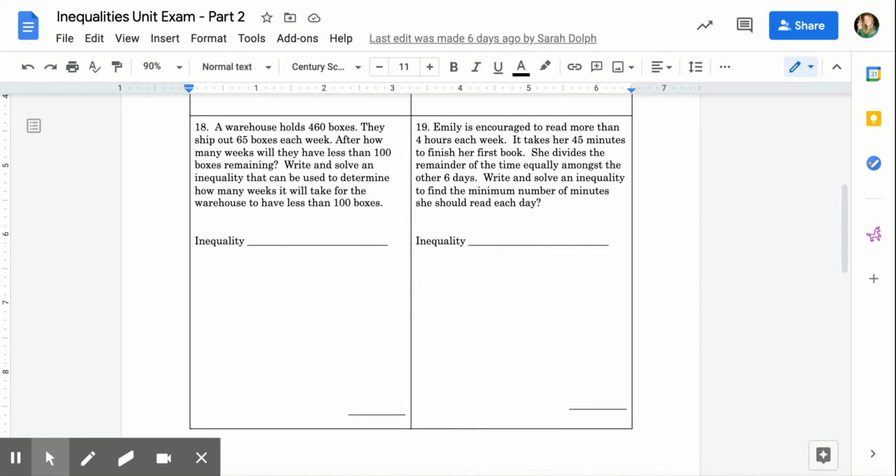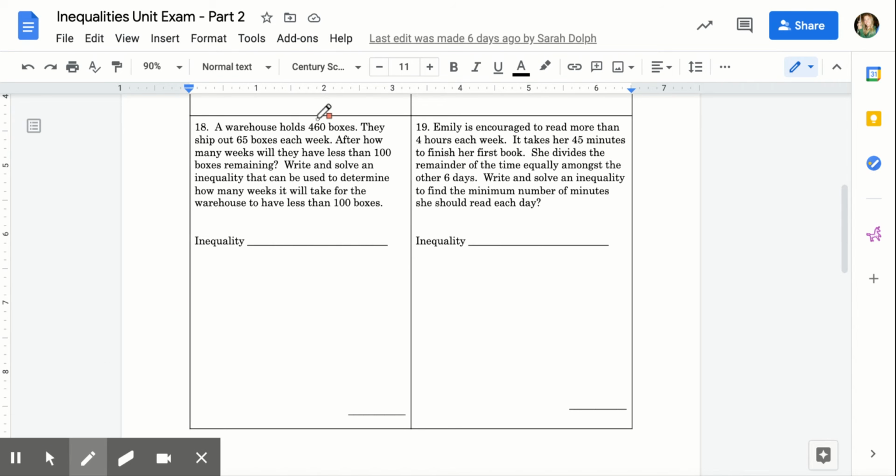Question number 18 says a warehouse holds 460 boxes. They ship out 65 boxes each week. After how many weeks will they have less than 100 boxes remaining? Write and solve an inequality that can be used to determine how many weeks it will take for the warehouse to have less than 100 boxes. I'm going to highlight some important information here.